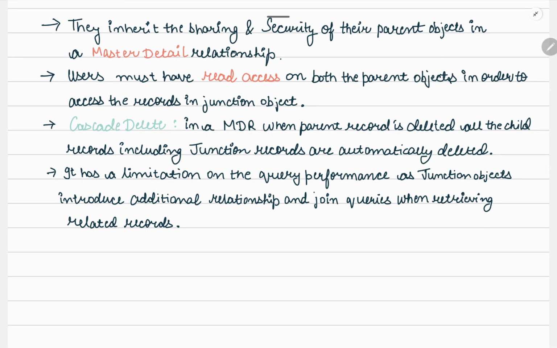One limitation that I could see here is a limitation on the query parameters, as we know that we are concerned with governor limits. What happens here is that junction objects introduce an additional relationship, because it considers three objects, right? And it has some join queries, so there is some effect or delay when retrieving records using your junction object.